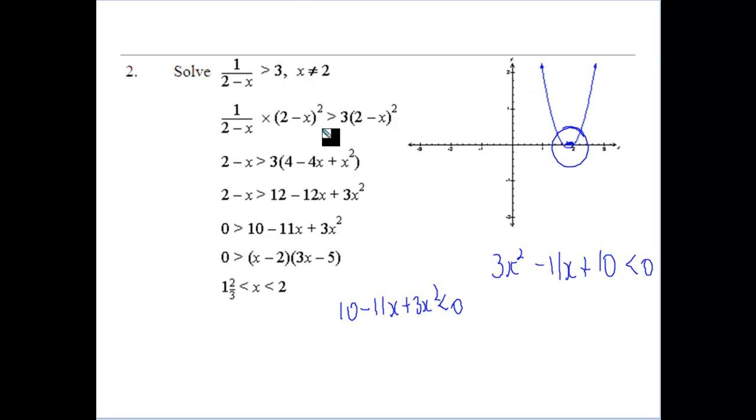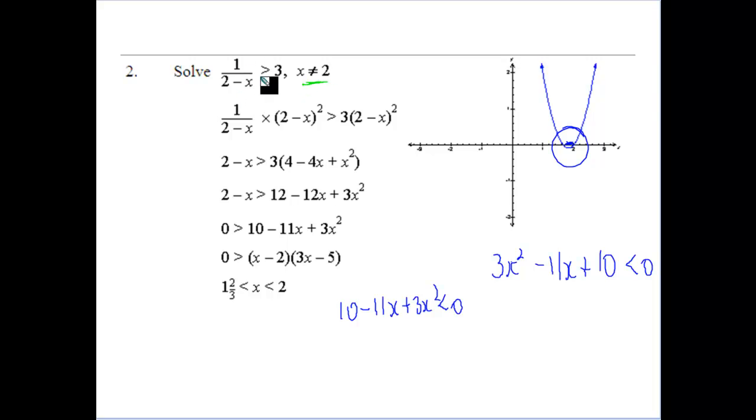So if we look at the next one, the first thing we should do is ask, what are our restrictions on x? It's not going to matter too much in this case. If it was equal to, then it would be a problem for us. But we've got to keep in mind what our restrictions are. With 1 over 2 minus x, x can't equal 2, otherwise it's going to be undefined.